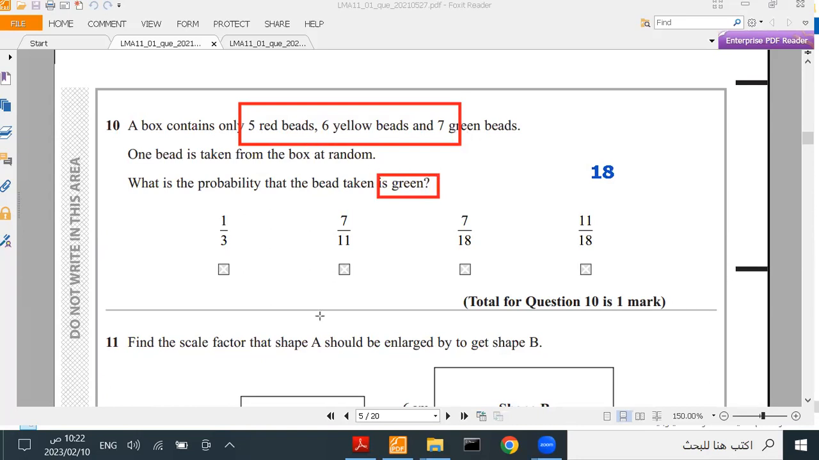So the answer will be 7 what? 7 over 18. You get the idea? Mister, isn't it asking you for like 1 bead? So isn't it supposed to be like 1 out of 18? They're asking me about the green ones. What is the probability of taking 1 green bead if 1 bead is taken at random?